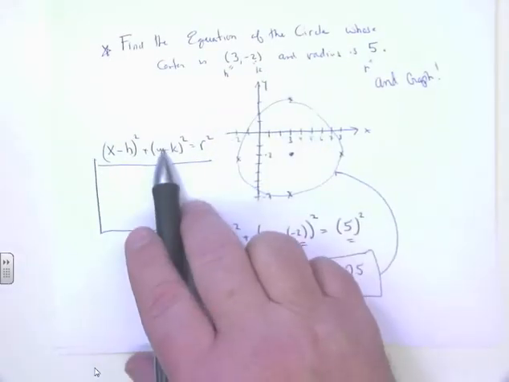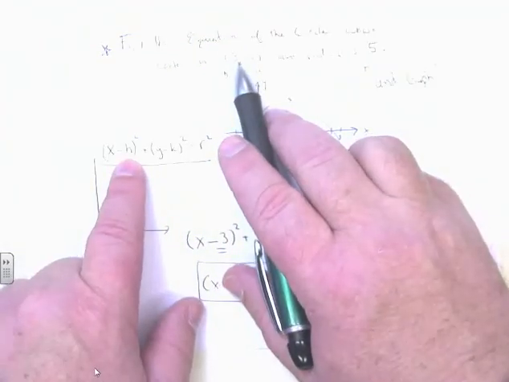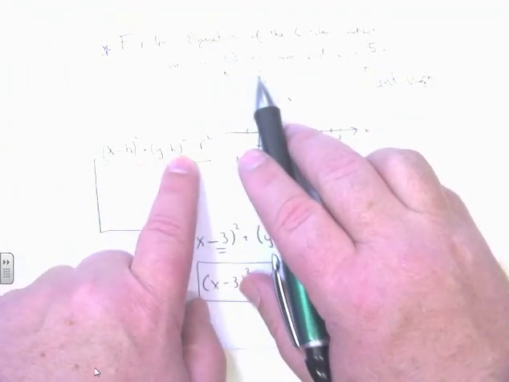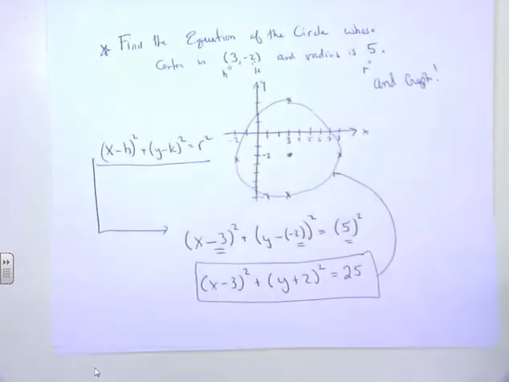But once you got the model, you got the information here, all I had to do is plug in 3 for h, k is -2, and plug in for radius 5. Yes, sir. Okay? But this question was, here's some information, find the equation.